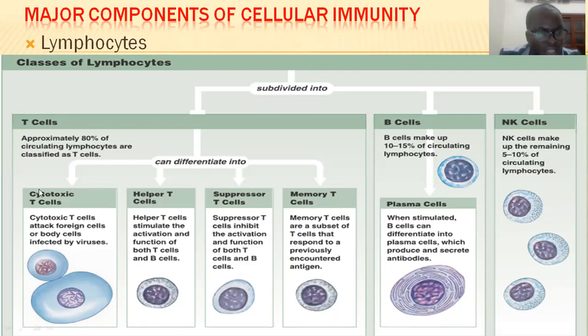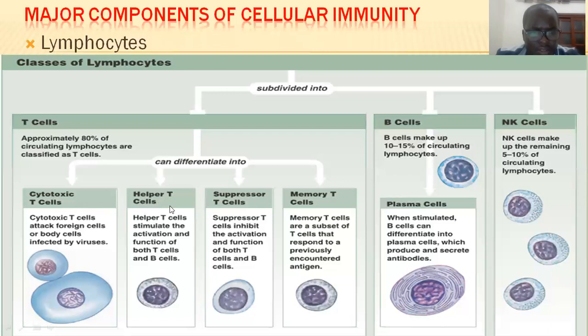So you can see here, cytotoxic T cells attack foreign cells or body cells infected by viruses. So you have a cytotoxic T cell that can attack host cells that are hosting viruses. So they are viral infected cells, and they'll be attacked by cytotoxic T cells. They have different types of receptors that we're going to discuss, especially when we talk about cluster of differentiation. Mainly they're going to express CD8, as opposed to CD4 that you are going to find in helper T cells. Okay, so we'll discuss that in particular.